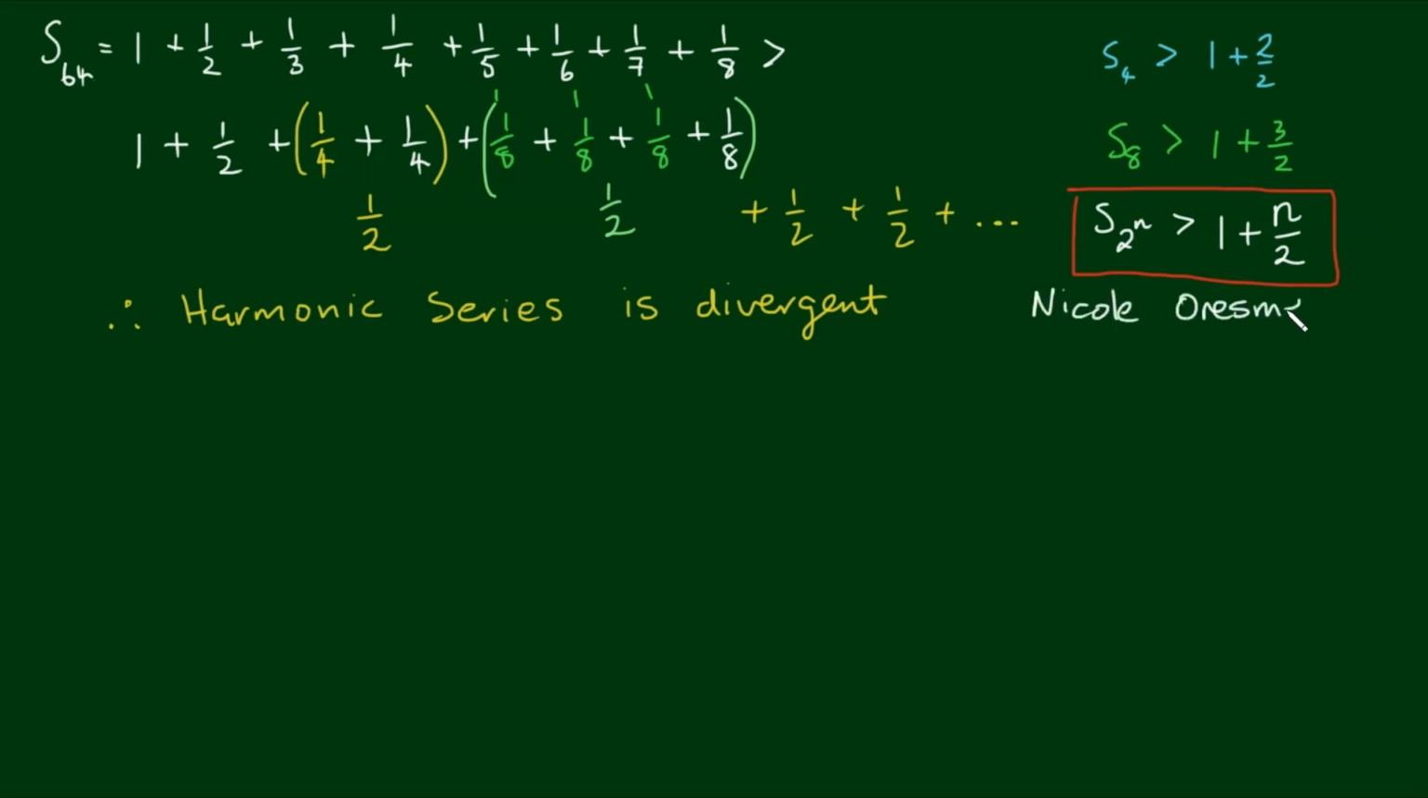So this comparison test here has been credited to a mathematician called Nicole Oresme. I hope I haven't butchered her name. I'm sorry if I have. Around the year 1350. And you can look that up in Wikipedia for yourself. It was a long time ago.